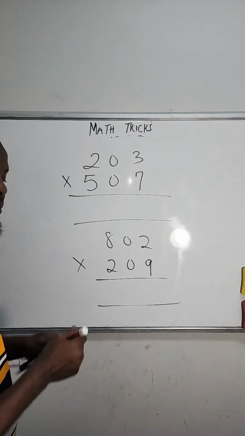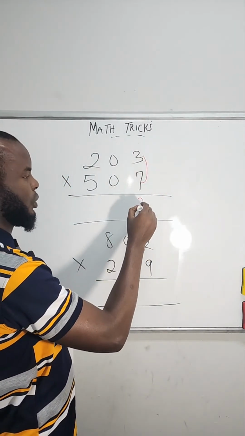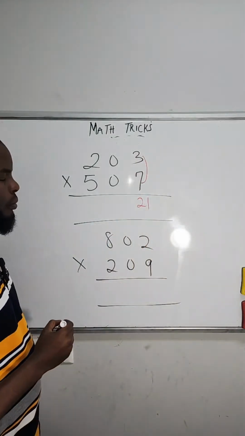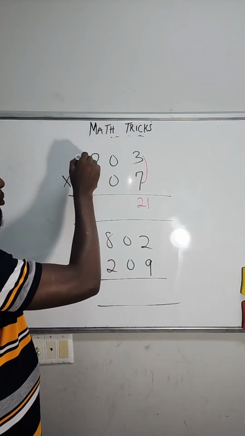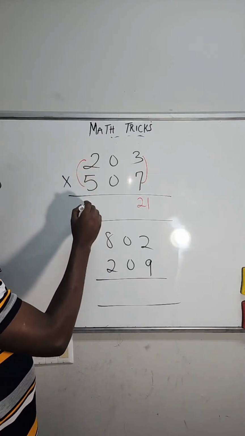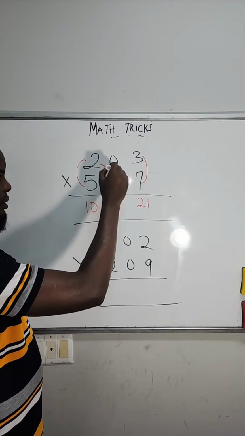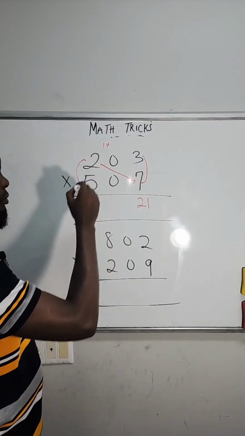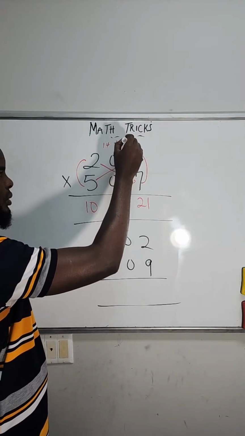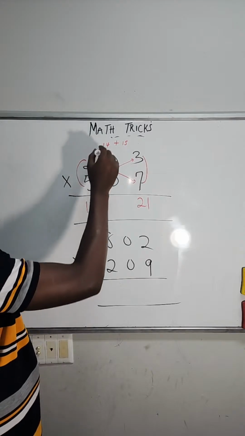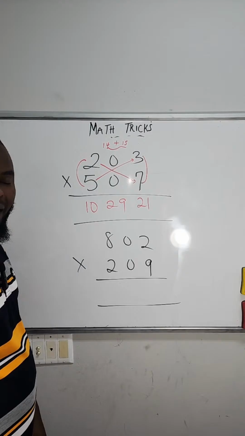Okay. No comment yet. What I did here is 7 multiplied by 3 we have 21. 2 multiplied by 5, we have 10. Now, next, 2 times 7 is 14. 5 times 3 is 15. 14 plus 15 gives 29. You see the trick?